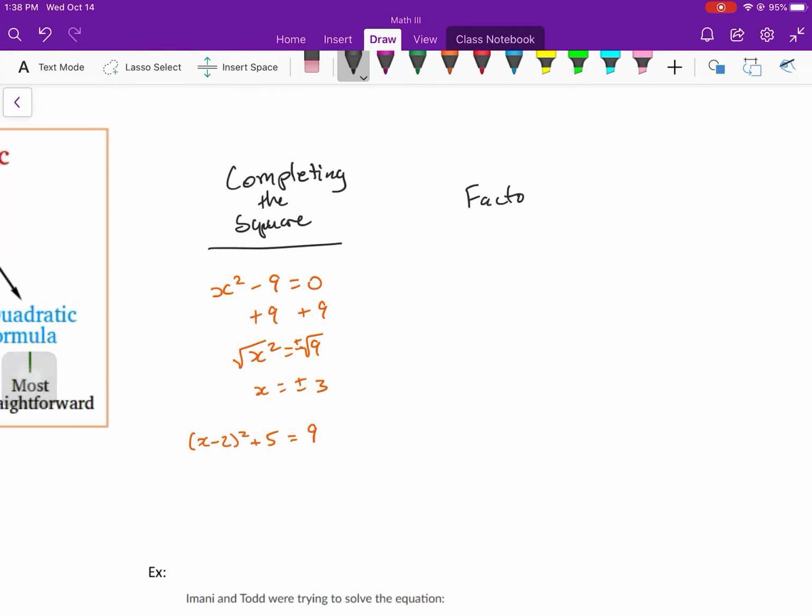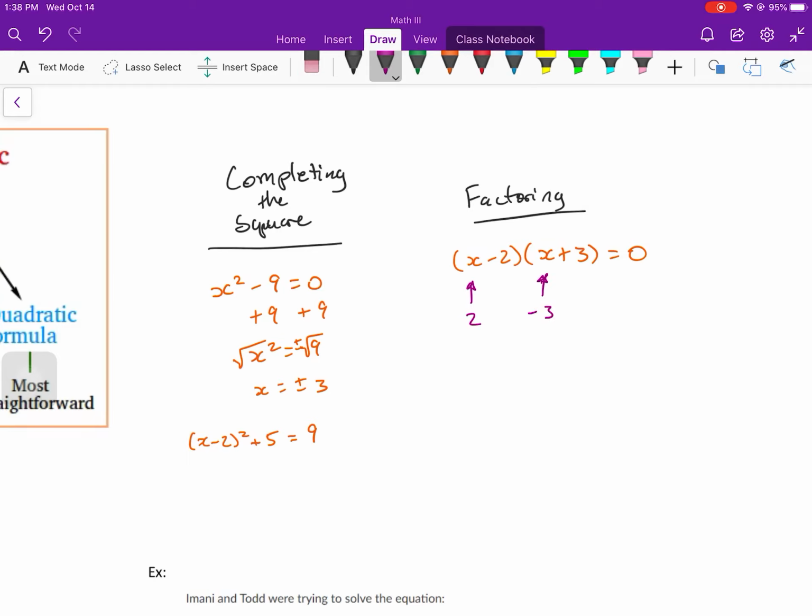Factoring is when you have like x minus 2, x plus 3, and this works with the zero product property. It's the only one that works with the zero product property, and it's quick and easy. Our solutions are 2 and negative 3 because that's what makes the quadratic 0.